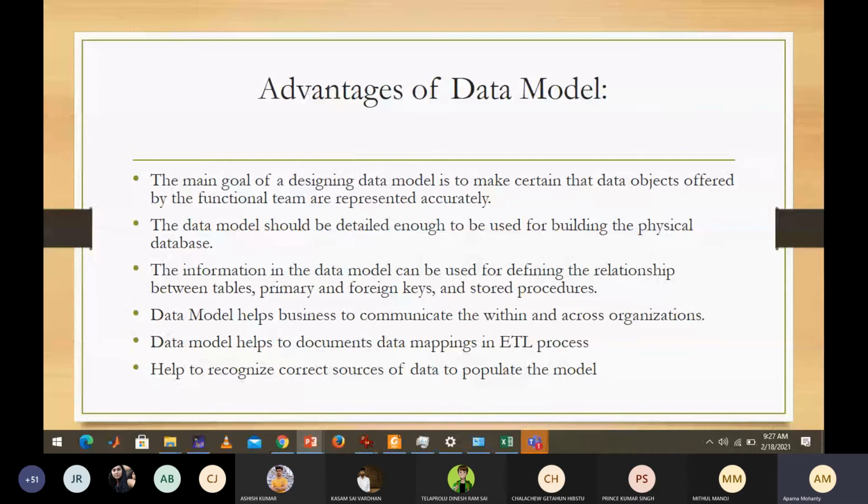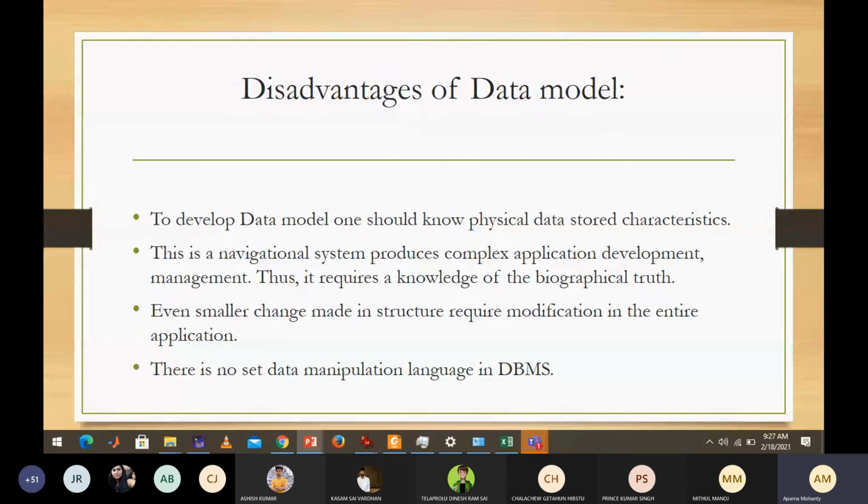And what are the disadvantages? To develop the data model, one should know the physical data storage characteristics. You need to be aware of all the DBMS concepts. It is a navigational system procedure, so this becomes complex. If it is in a normal paragraph or graph, you need not understand anything, you need not think about it, or try to represent it as a model or a graph. So that is computationally inexpensive if you are not using a data model. But if you are going for a data model, all those problems come in.